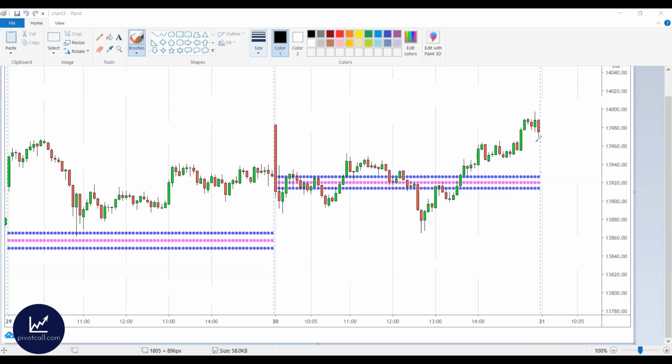Wide CPR means likely a sideways day, and narrow CPR means likely a big day, either on the upside or downside. So that is what CPR analysis says. I have not marked CPR here, but when I did the calculation, we are going to have a very wide CPR on 31st December.